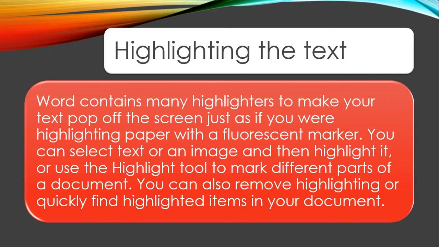Highlighting the text. Word contains many highlighters to make your text pop off the screen, just as if you were highlighting paper with a fluorescent marker. You can select text or an image and then highlight it, or use the highlighting tool to mark different parts of a document. You can also remove highlighting or quickly find highlighted items in your documents.